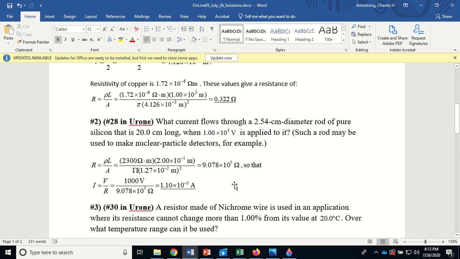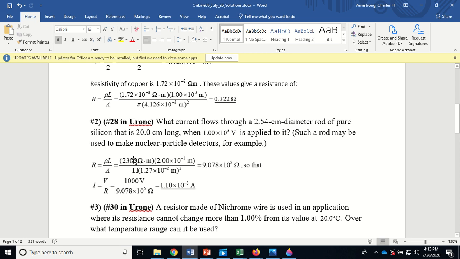Okay, what current flows through a 2.54 centimeter diameter rod of pure silicon that is 20 centimeters long when 1.00 times 10 to the third volts is applied to it? Okay, so we find the resistance first. The resistivity of the silicon is going to be 2,300 ohm meters. Okay, silicon is not a conductor. See, copper has a very low resistivity. It's a conductor. We want this to be low if we want it to conduct. Silicon is an insulator, so that's going to be big.